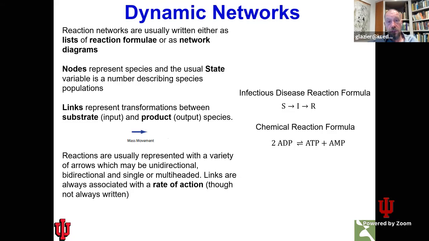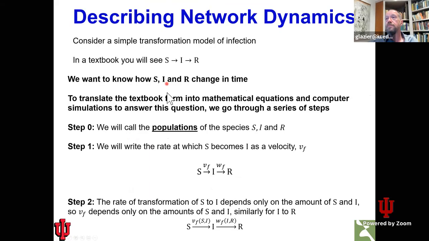A link is always associated with a rate of action, although we don't always write that rate of reaction on the link. And if we want to take this diagram and make it into something that we can solve either mathematically or computationally, we have to say what those rates are. Okay. So if we have a transformation model, S goes to I goes to R, what we want to know is how they change in time. And to do that, to go from a diagram to a mathematical set of equations, the first thing we have to understand is what S, I, and R mean.